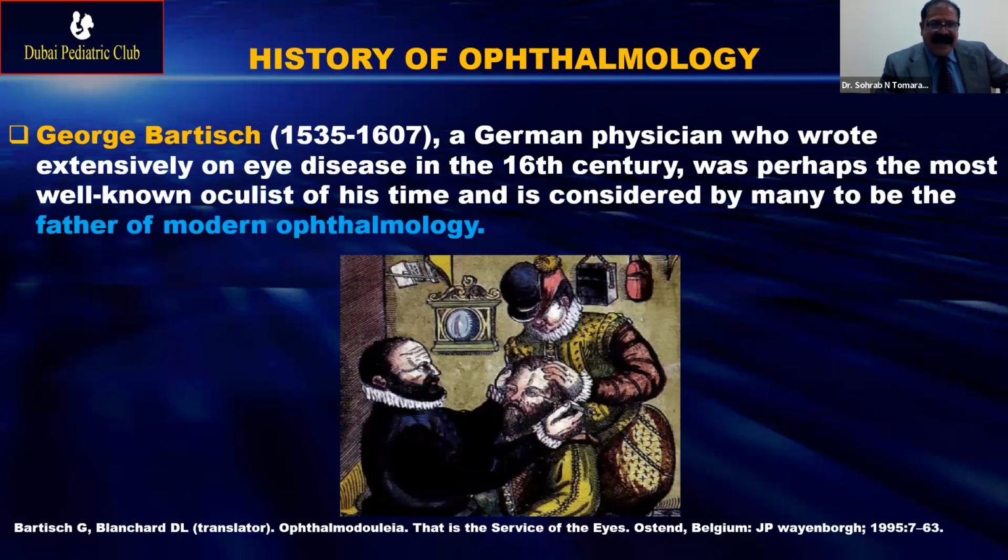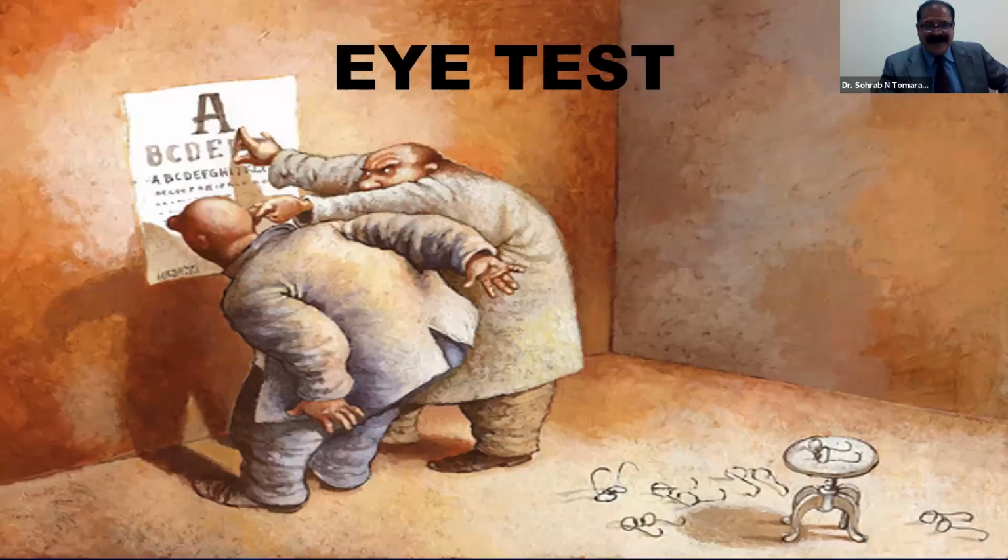Well, Georg Bartisch, a German physician who wrote extensively on eye diseases in the 16th century, was perhaps the most well-known oculist of his time and is considered by many as the father of modern ophthalmology. Well, about the eye test, sometimes this happens after doing a lot of tests.